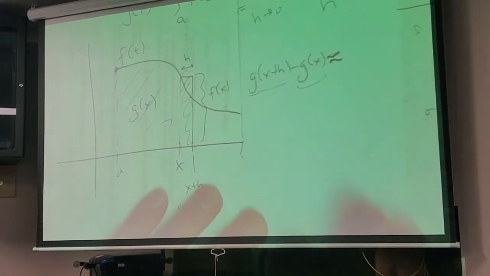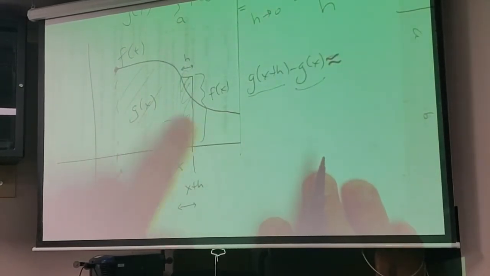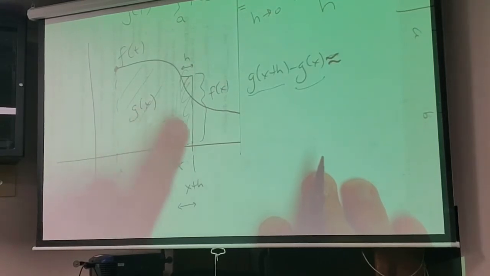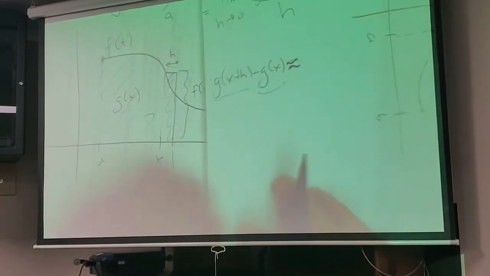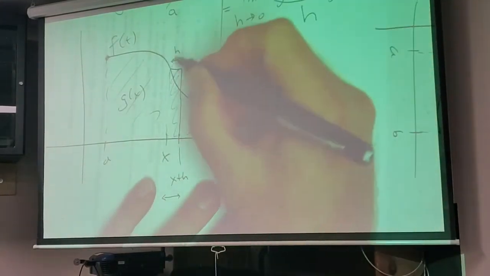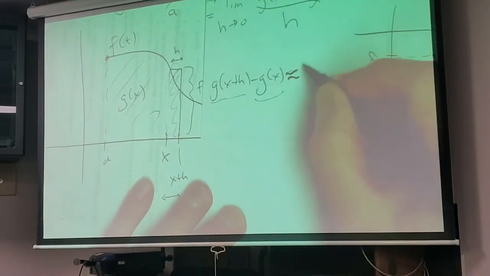I really want this to make sense. So I'm capturing exactly what we just said. The area up to x plus h minus the area up to x is approximately equal to the area in that rectangle. So what is the area of the rectangle? It's just h times f of x.